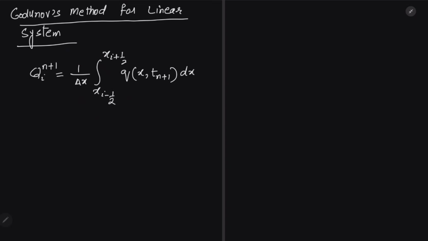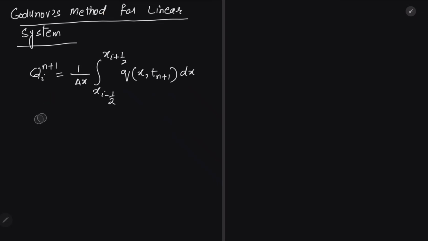The smarter way, one of the smartest ways, is Godunov's method, introduced in 1959. He said that if you want to calculate capital Q^{n+1}, this quantity over here, then replace this q with a piecewise polynomial. It is similar to what we do in numerical analysis for the trapezoidal rule or Simpson's rule.